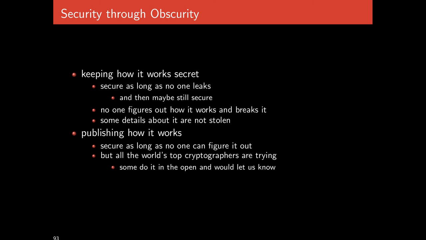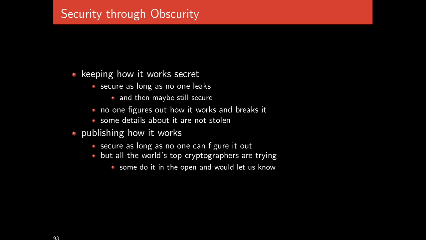Someone will be able to reverse engineer your algorithm, figure out how it works, and then break it. And if you manage to create something that you think is secure, but it isn't actually secure against all possible attacks because you just didn't think of, for instance, the attack that would break it, someone else might find that attack and thereby break it.